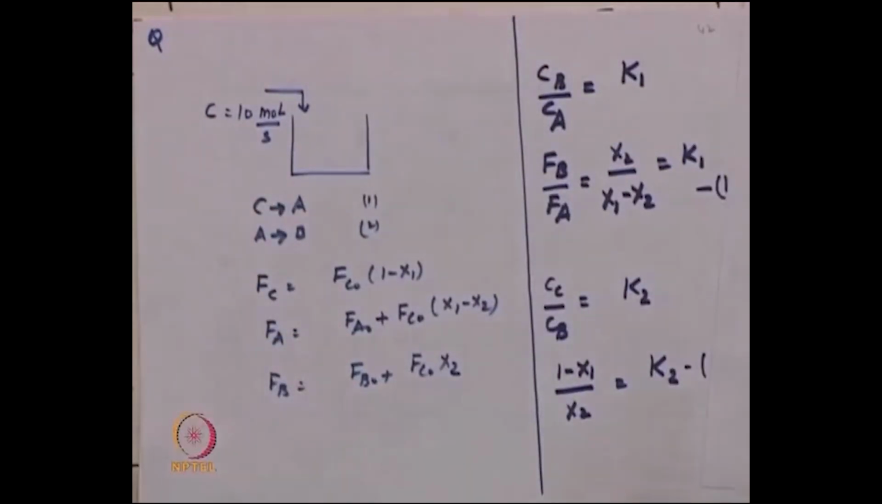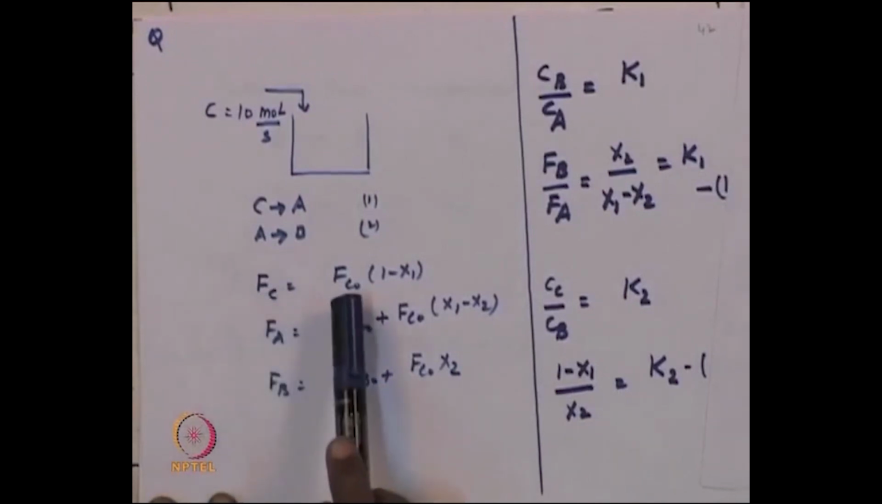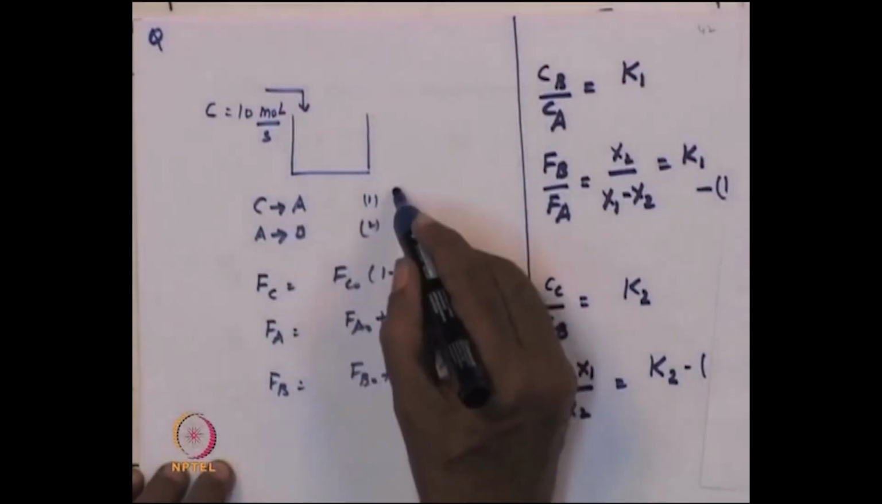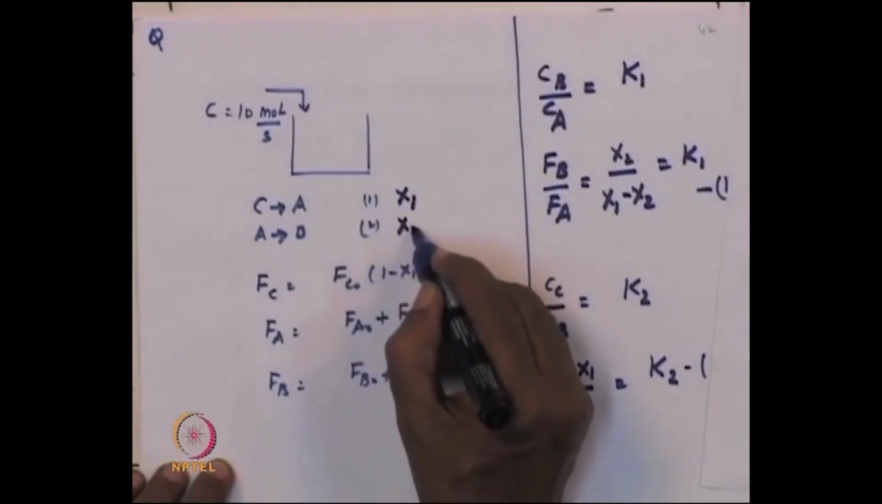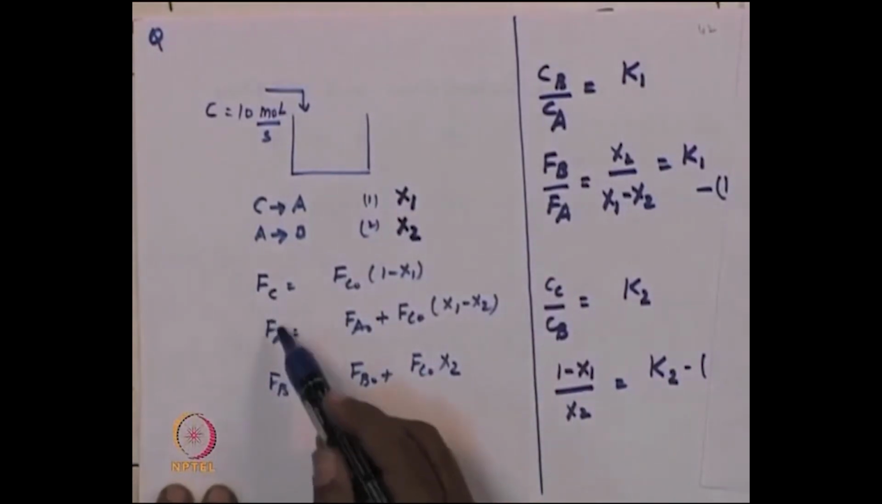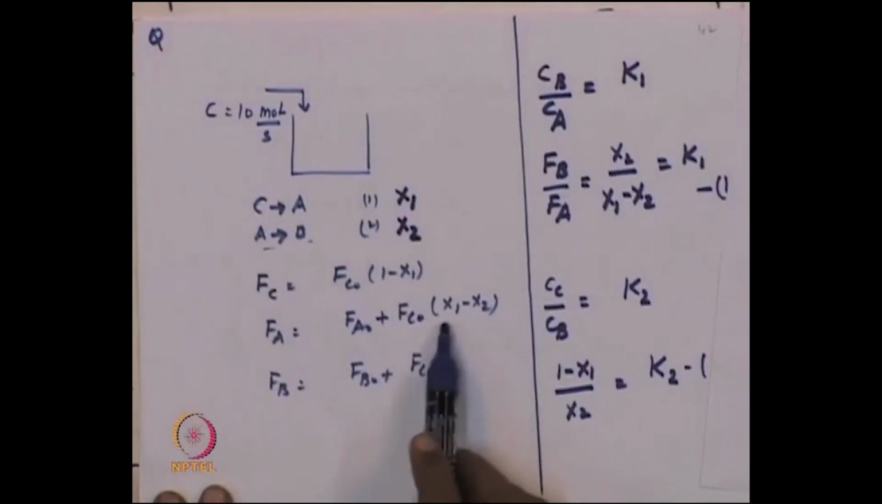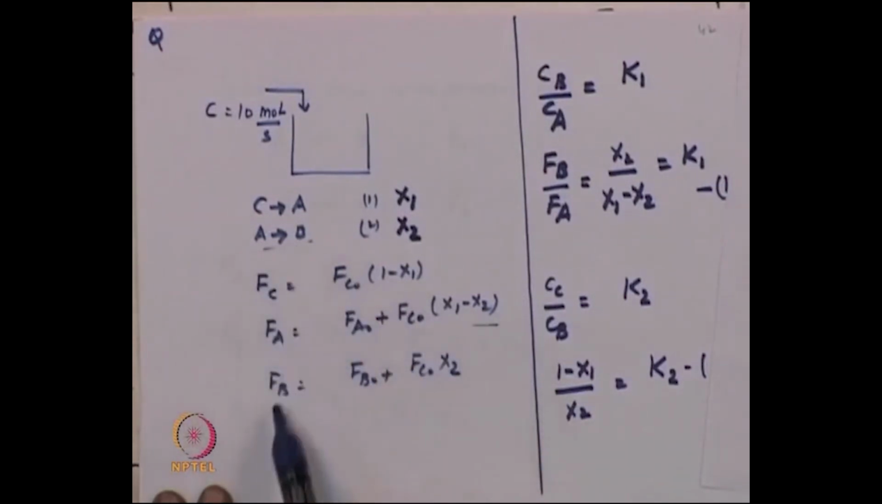So, stoichiometry does not change, but we write the stoichiometry in this form. How much is C? F_C0 multiplied by (1 minus x1). Why is it 1 minus x1? I have taken this as x1, I have taken this as x2. So, you can write how much is A? A is formed here and consumed here, therefore I put x1 minus x2, and B is formed in reaction 2, therefore, plus x2.